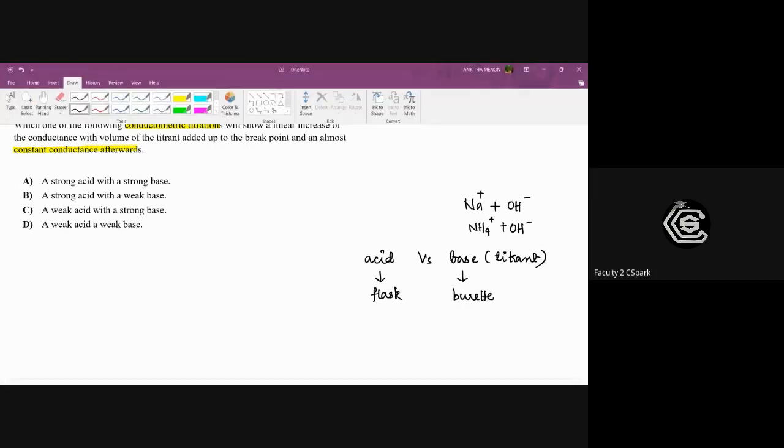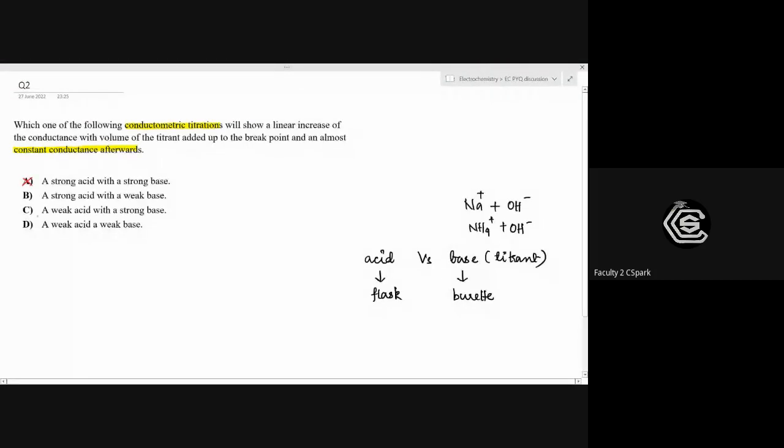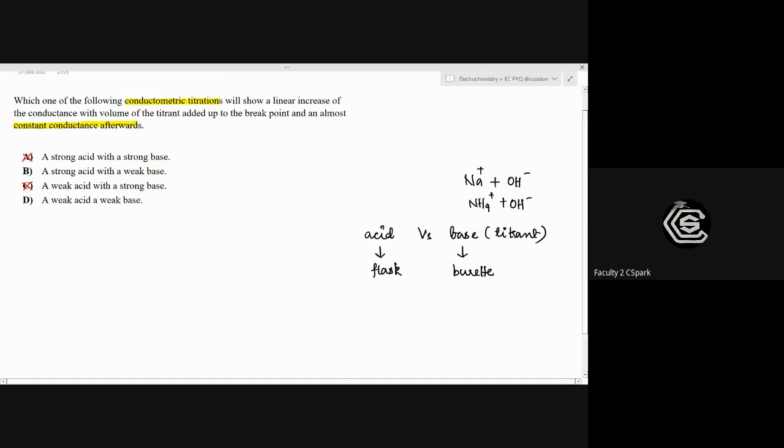So with this hint we can avoid two options, A and C. Why A and C? Because they are using a strong base. This is also a strong base. Okay. Now the next thing is, two things are given. One is a strong acid with a weak base, and two, a weak acid with a weak base. Now for that this is also easy.